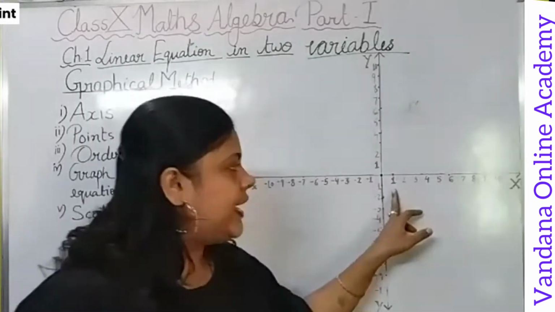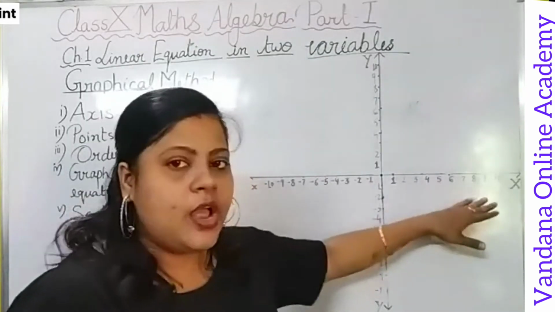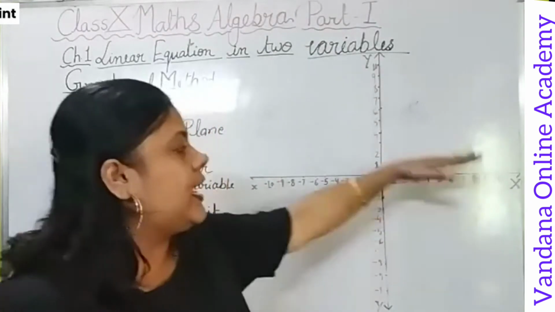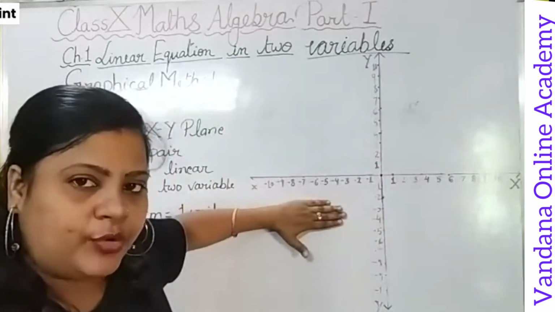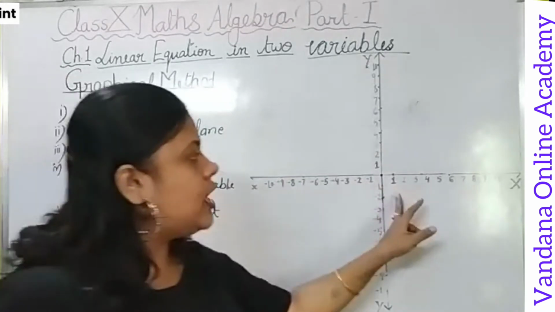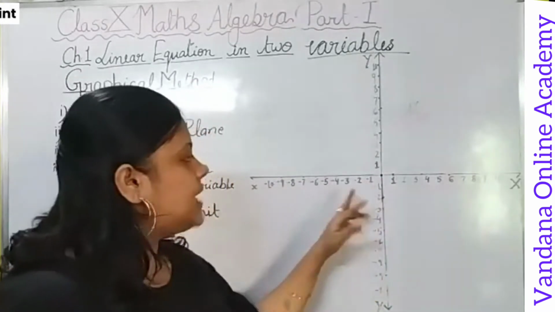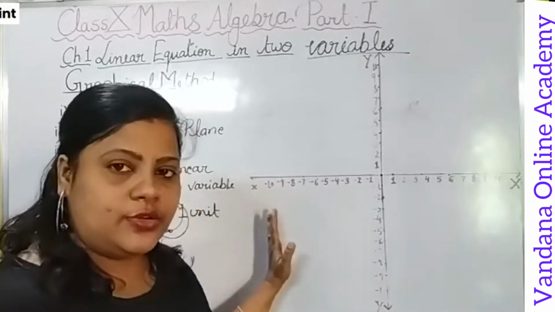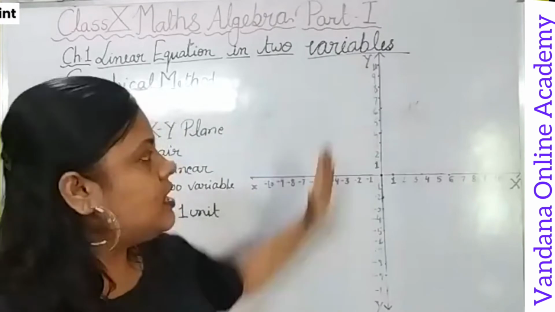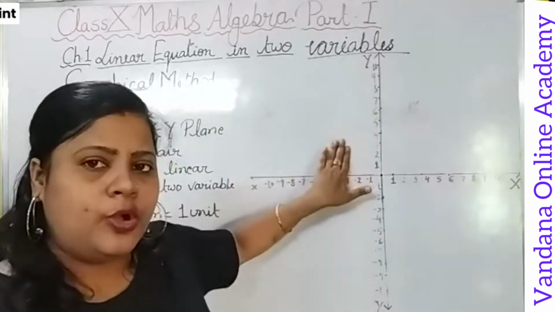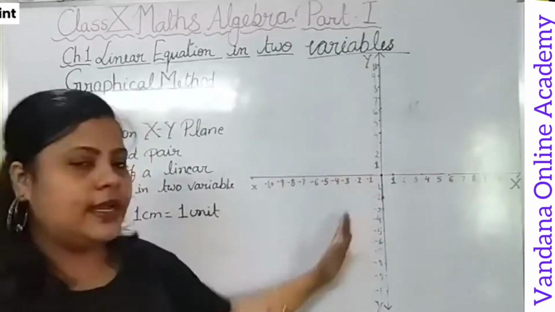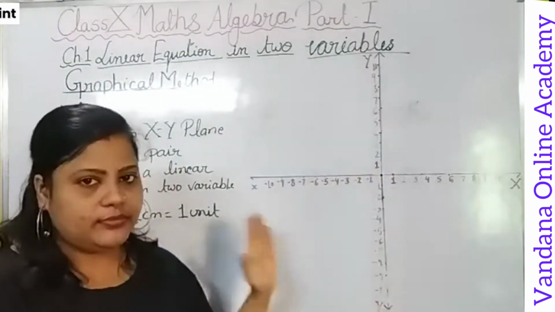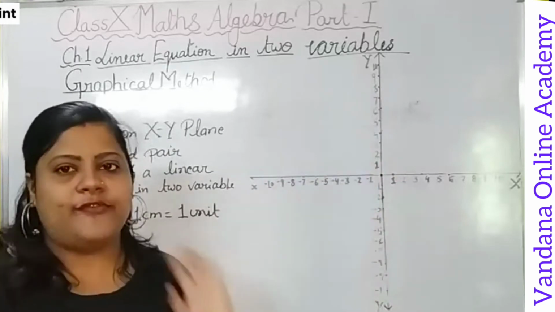So here you can find 1, 2, 3, 4, 5, 6, 7. This side you have to write positive numbers, and again this side you have to write negative numbers. If you are writing 1, 2, 3, 4 here, so this side you are going to write -1, -2, -3, -4, -5 like that. Understood? Now next is y-axis. On the upper side, you are going to show positive numbers, and lower side, you are going to show negative numbers. So this is your axis, x-axis and y-axis.